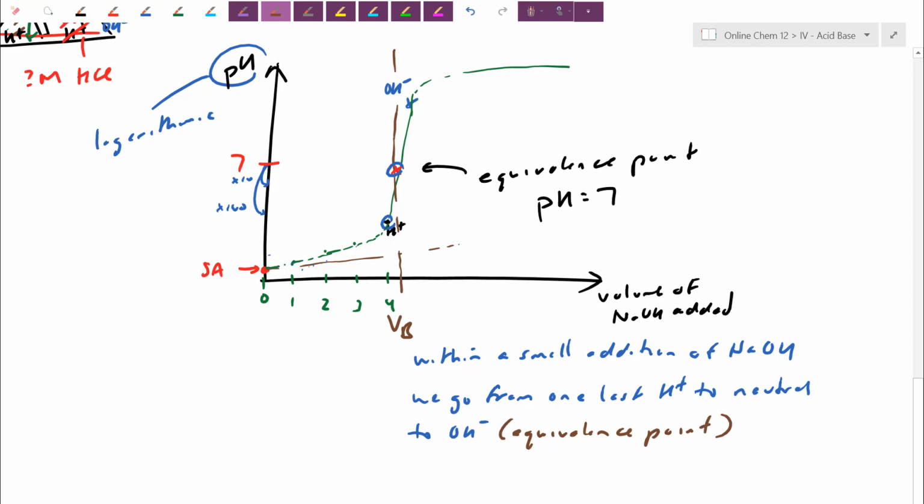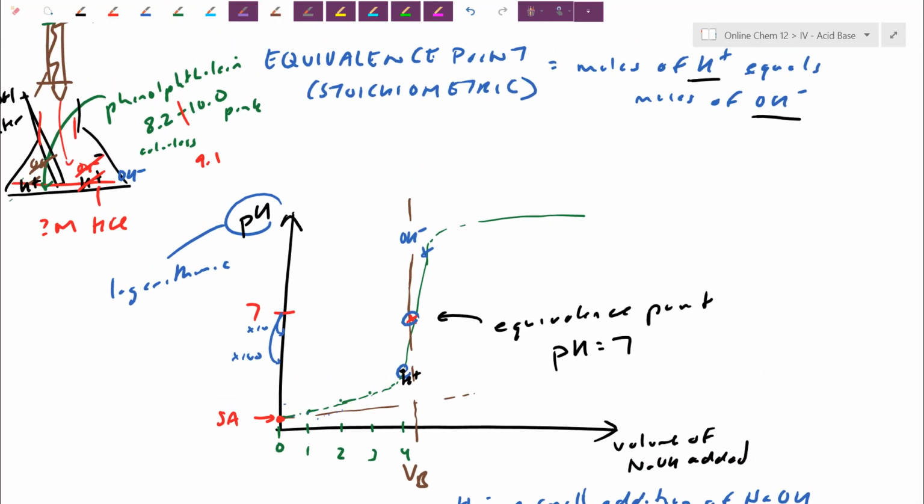Now, how come we were able to do this titration without pH meters and all that? Remember, what we did experimentally was we actually used an indicator. The indicator actually changes color. The indicator was phenolphthalein. It changed color from 8.2 to 10.0. Wait a second. 8.2 is about here. 10 is about here. The indicator phenolphthalein actually changes color a little bit too late, right?